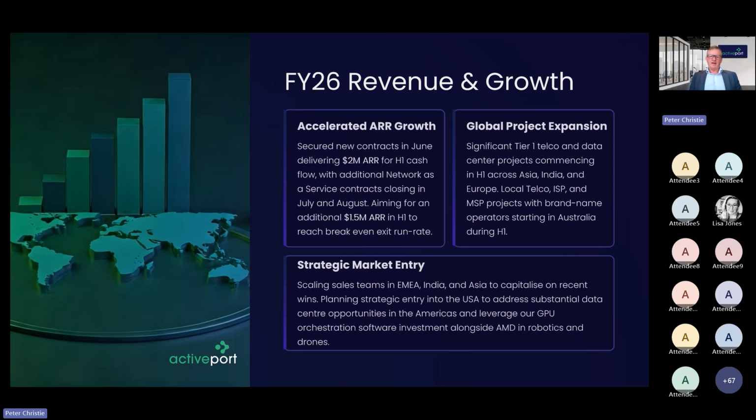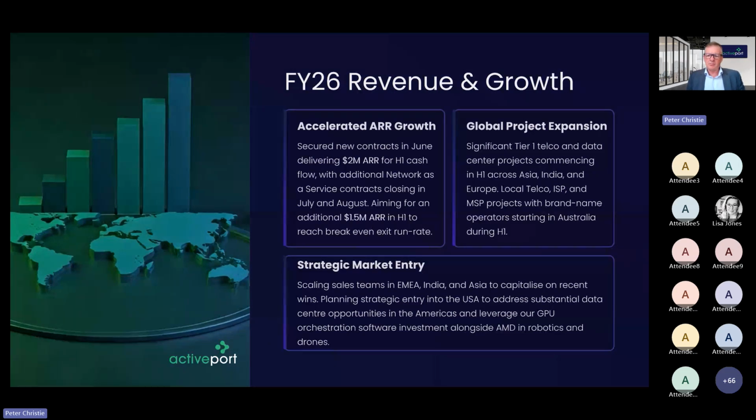And so if I look at FY26 revenue and growth outlook, we did secure a number of new contracts in June, as I talked about. That will flow through to revenue and cash in the first half of this year. And we have a huge number of new projects in the pipeline that haven't been announced to the market yet that we should be able to close out in Q1 and Q2, which will just add more and more to this recurring revenue number.